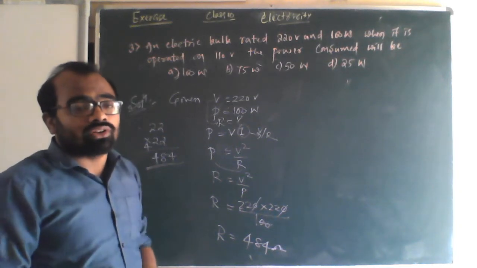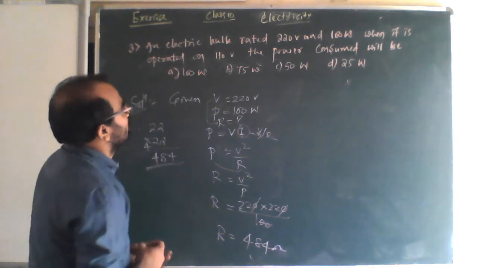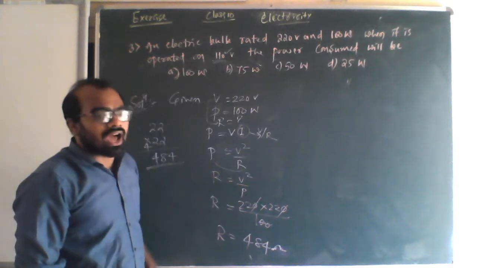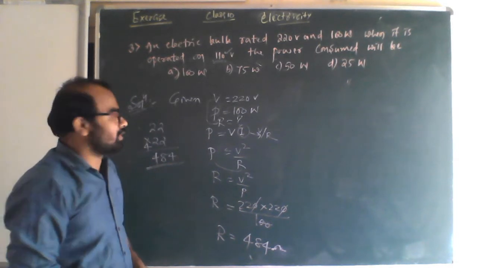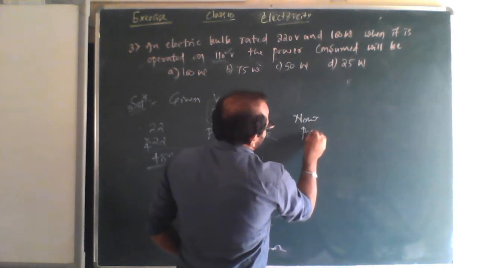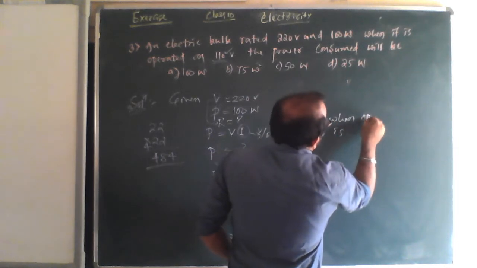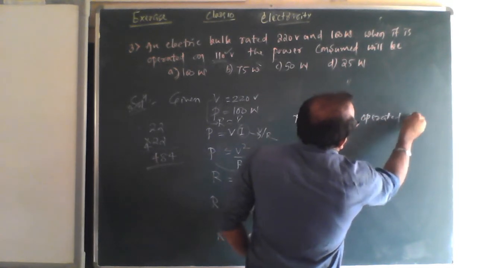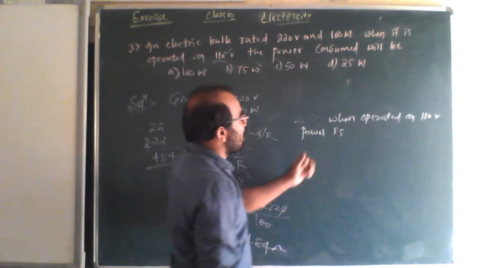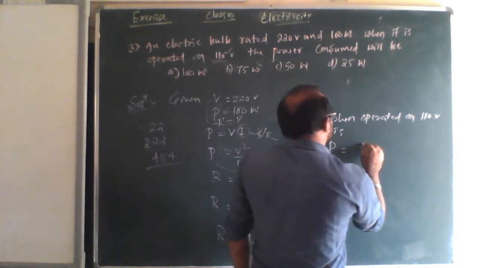But still we have not finished our question completely. We just got R. Now we have a different voltage, that is 110 volt. We got R, now we have to find out the power. So now the power when operated on 110 volt, we know the formula, P is equal to V square by R.